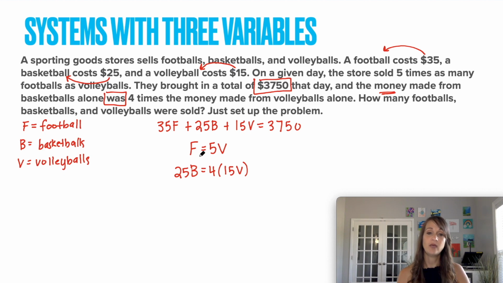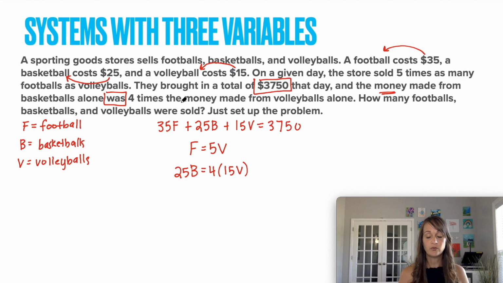Now you're going to say, wait, here you swapped where the 5 went with the F and the V, but here you didn't. The way the sentence was created is why it made a difference. The store sold 5 times as many footballs as volleyballs is not the same syntax as the money made from basketballs alone was 4 times.